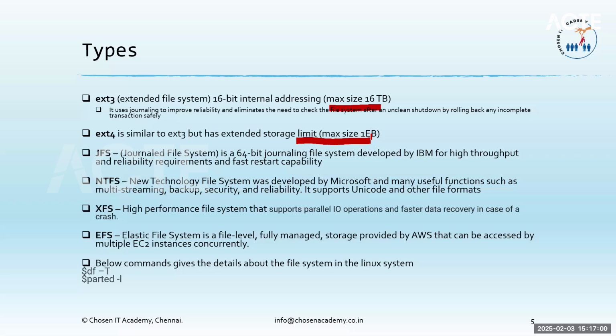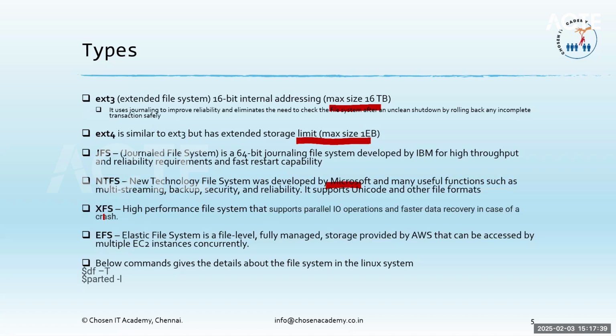The ext3 and ext4 both have the feature of journaling. Journaling is very useful when something goes wrong in between and you have to roll back the job that was being done, so that it is gracefully brought back to the original state. This was not there in the earlier file systems. Now ext3 and ext4 have that. JFS was developed by IBM. NTFS is the one used by Microsoft.